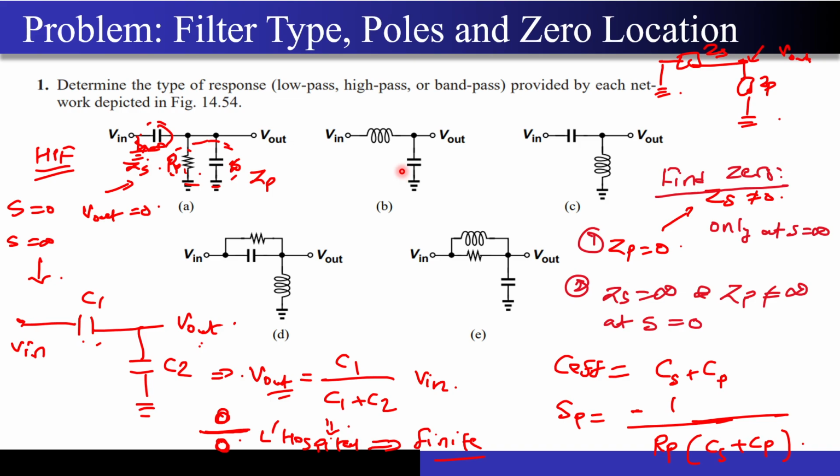Now let's try to find out the poles of the circuit, right? So what did I tell you to find the poles of the circuit? Consider this branch as a ZP, consider this branch as a ZS. Now when ZP is equal to minus ZS, this is where your pole occurs.